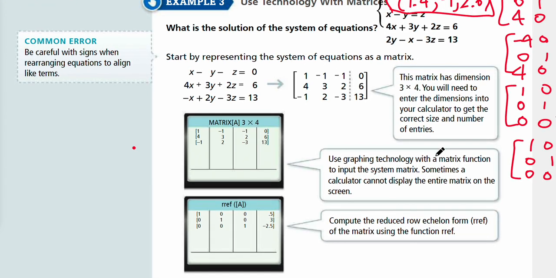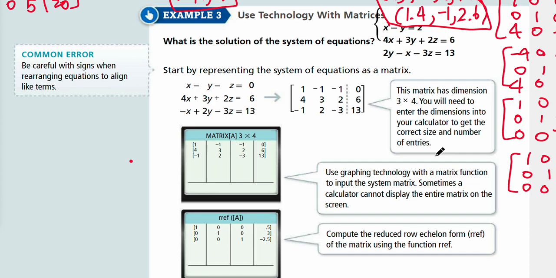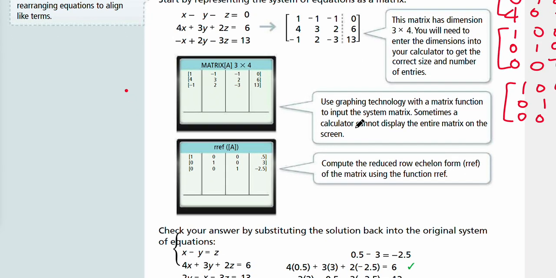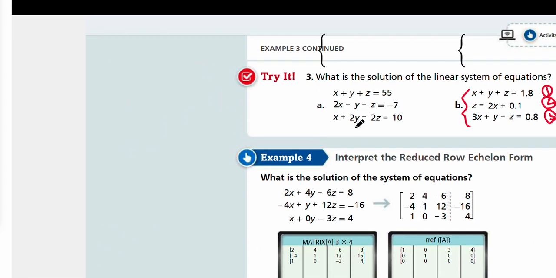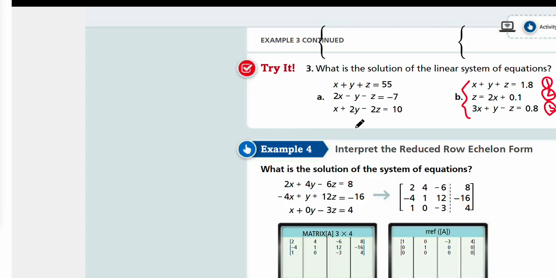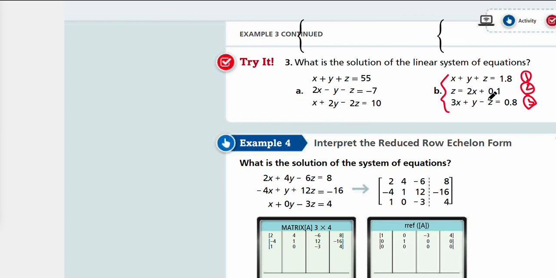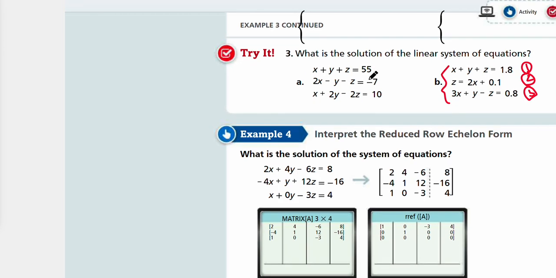So using technology is really easy, but we want to make sure that we learn how to do it by hand first, and then when it comes to complicated problems, we can use technology. And after using technology, you need to know how to interpret your solutions. Okay, so try number 3. What is the solution of the linear system of equations? So let's see if you can use technology to figure this out. It shouldn't be too hard. So pause the video and see if you can use technology to figure out these answers, and come back when you're ready.